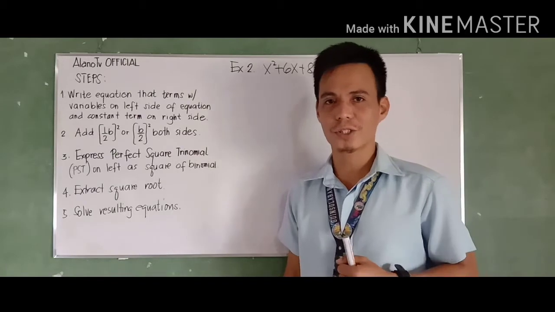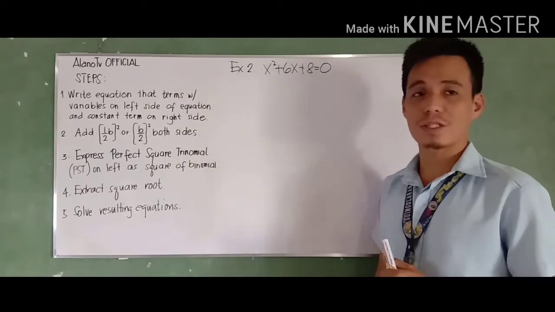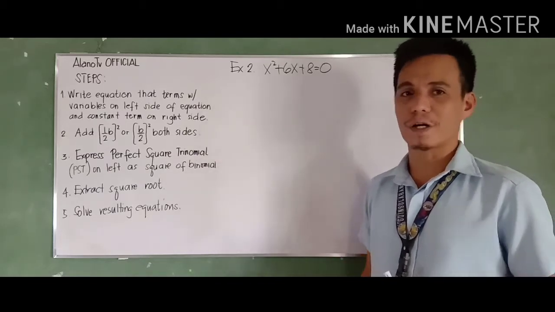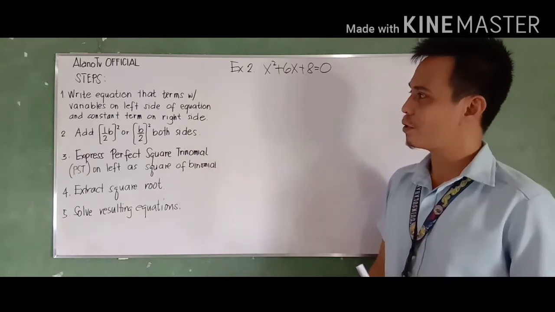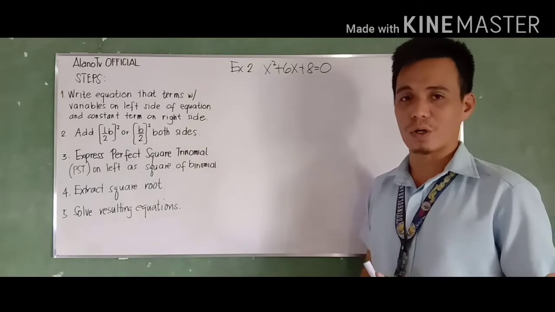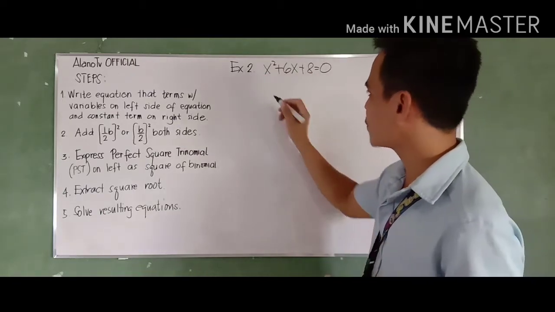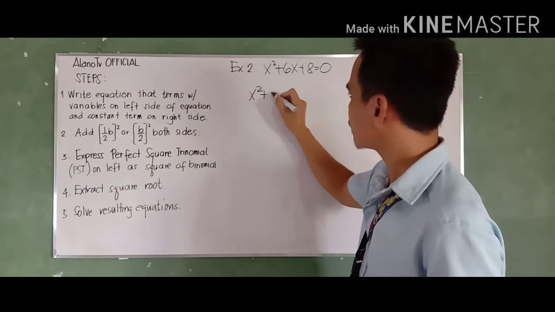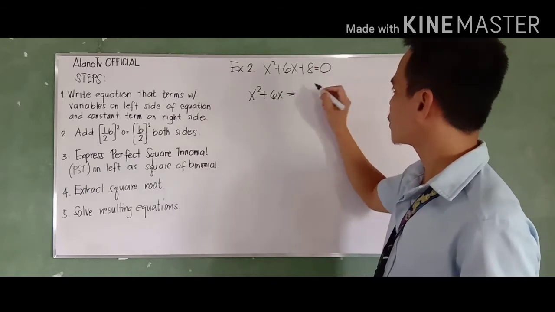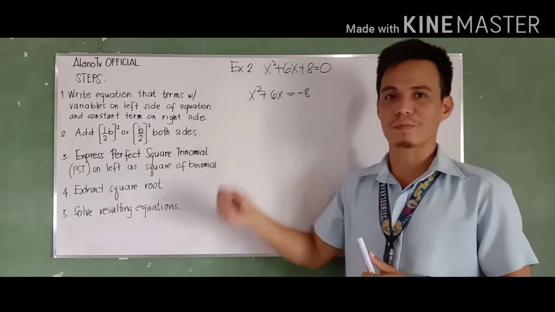Let's try another example. Given example number 2, we have x squared plus 6x plus 8 is equal to 0. So let's solve by following the steps. Step number 1: write the equation with terms with variables on the left side and the constant term on the right side. So x squared and 6x are variables, so we have x squared plus 6x is equal to, your constant term on the left side becomes negative 8. There you have it, our step number 1.